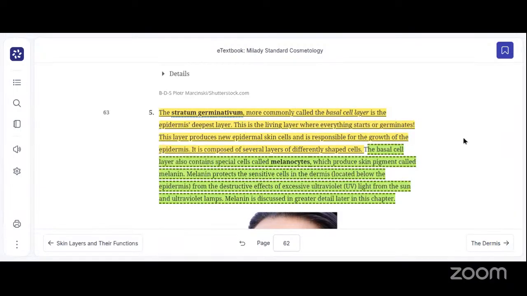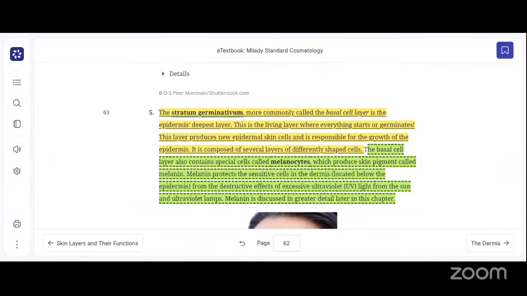All right, so when you look at this layer of skin, we went over the functions of the skin. And now we're talking about the layers of the epidermis, okay? So here's one of the most important parts. There's a layer of the epidermis called the stratum germinativum, commonly known as the basal cell layer. Now listen to me. This is the deepest layer of the epidermis, the deepest layer of the epidermis, okay?